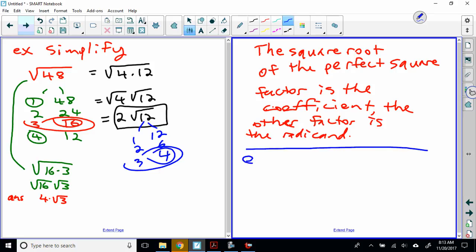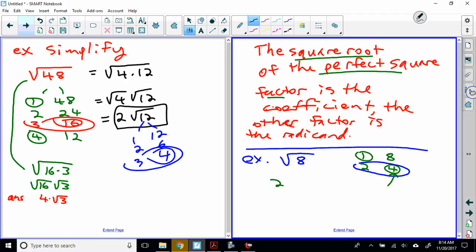So if we try to simplify something like the square root of 8, after we've found all the factors of 8 that we want, 1's a perfect square, 4's a perfect square, and 2 and 4 is going to be the winning pair. The square root of the perfect square factor, that's the square root of 4, right? What is that? 2. So out of that we have a 2. And the other factor is the radicand. So this other factor here is this 2. So under the radical we're going to have a rad 2. That was probably a bad example to pick because it ended up being 2 rad 2.